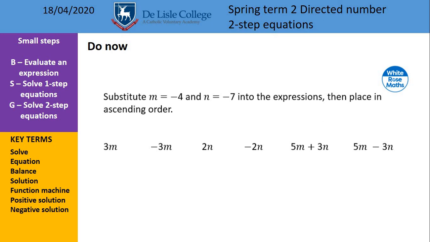Now your do now task, you've been given two algebraic letters, m and n. The value of m is -4 and n is -7. Now I'd like you to substitute those into the expressions below, and then when you've done that, so you've got an answer for those 6 questions below, you're going to put them in ascending order. So that means starting with the smallest and getting larger each time, so be very careful with your negative numbers.